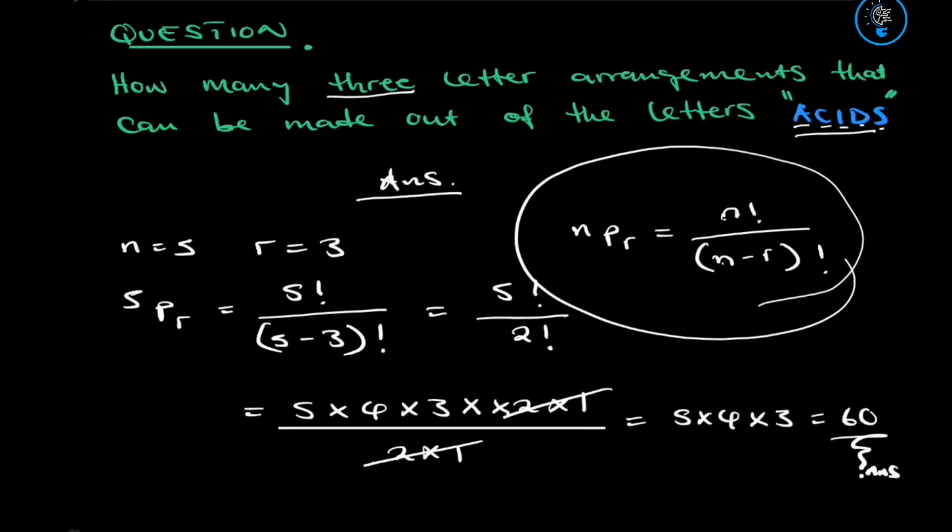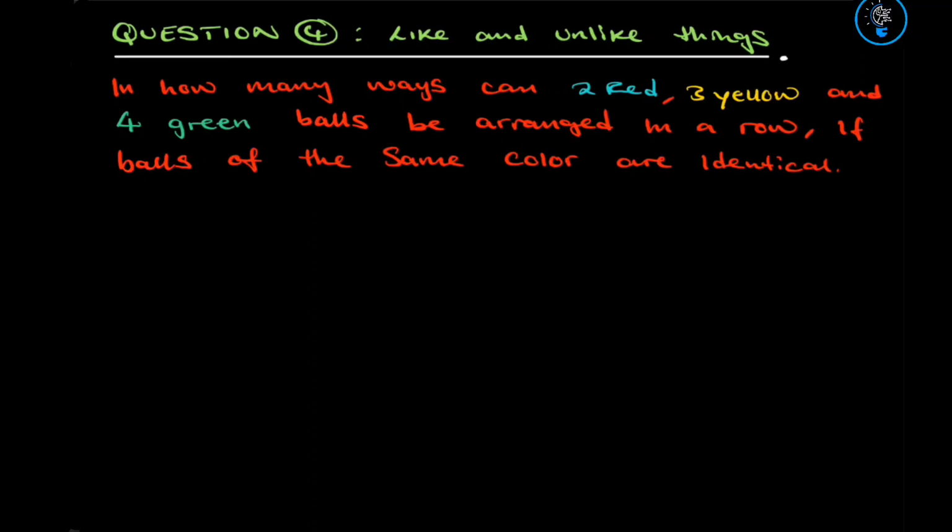Okay, let's now deal with something a little bit different. Now we have another question which reads, in how many ways can 2 red, 3 yellow, and 4 green balls be arranged in a row if balls of the same color are identical? So in this question, the keywords are balls of the same color are identical, and the other keyword is row. So we are dealing with something that is arranged in a straight line.